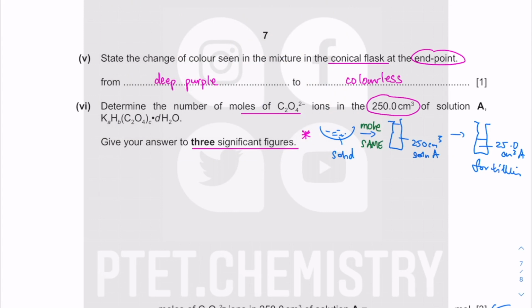The concentration here is the same because I'm taking this out from here using a pipette. So I'm just taking out, so the concentration is the same. But the mole is not the same, because if concentration is the same, I'm taking out a smaller volume, so my mole is actually smaller, my mole is different.